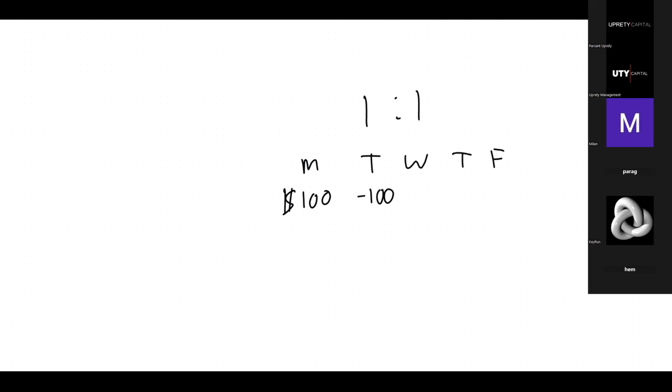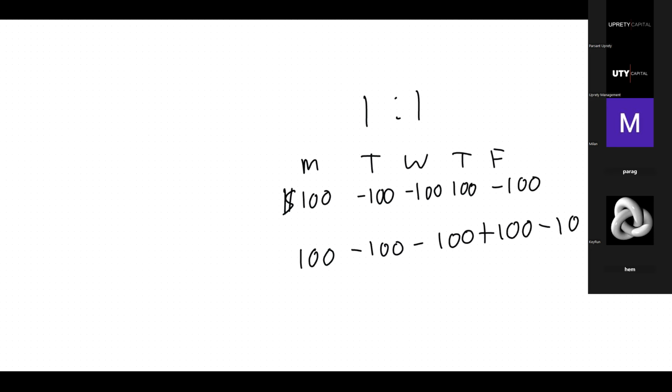On Wednesday, Chem lost $100. On Thursday, Chem made $100. And on Friday, Chem lost $100. So once again, we have 100 here. We minus 100, and then we minus 100 again. And then we plus 100, and then we minus 100.